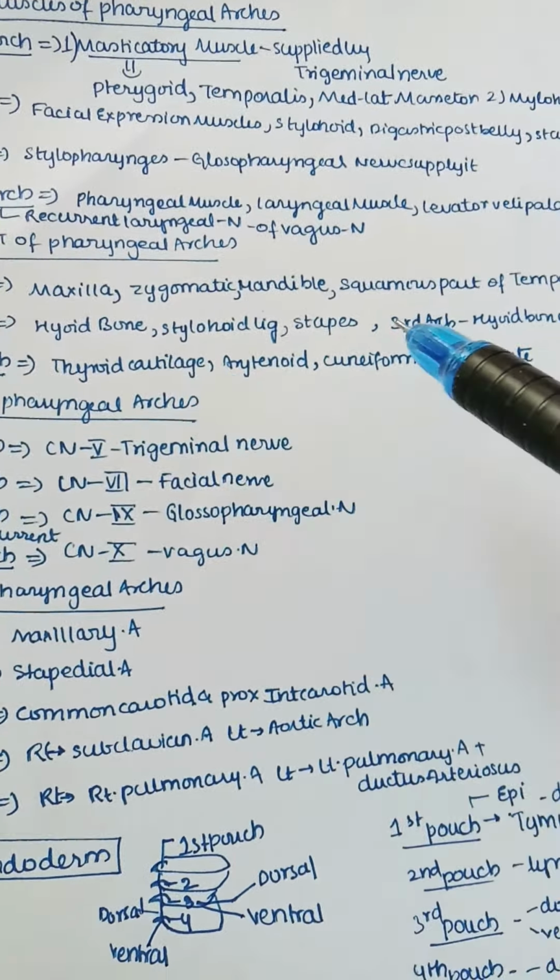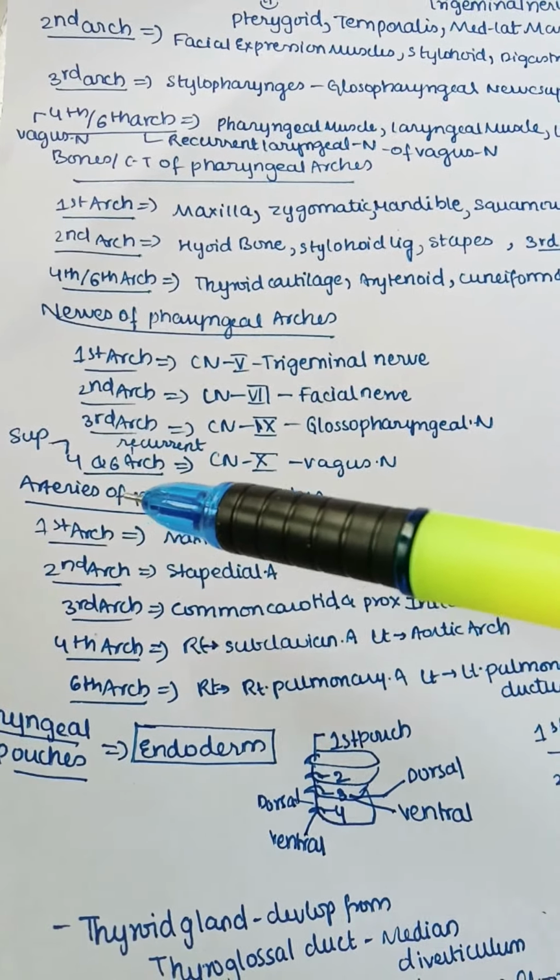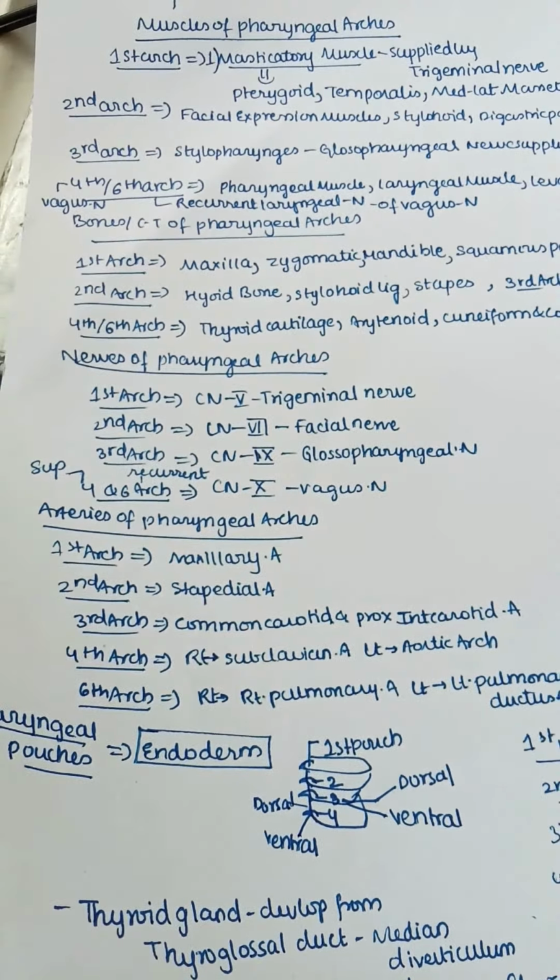So now let us move on to the nerves of pharyngeal arches. The first arch gives rise to cranial nerve 5, which is the trigeminal nerve. The second arch gives rise to cranial nerve 7, which is the facial nerve. The third arch is supplied by cranial nerve 9, that is the glossopharyngeal nerve. And the fourth is mainly supplied by the superior laryngeal branch of the vagus nerve, and the sixth arch by the recurrent laryngeal branch of the vagus nerve.